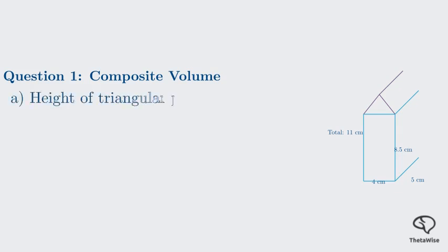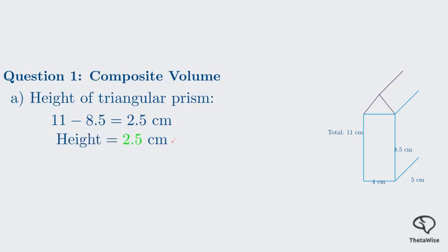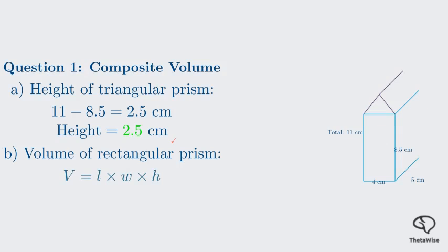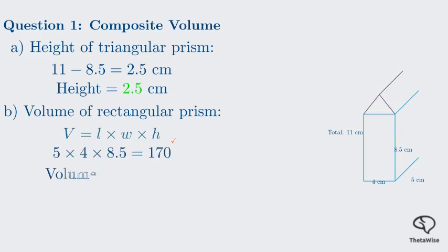Part A. Calculate the height of the triangular prism. The total height is 11 and the rectangular part is 8.5. So, the triangle's height is 2.5 centimeters. Part B. Calculate the volume of the rectangular prism. Volume equals length times width times height. Multiplying 5 by 4 by 8.5 gives us 170.